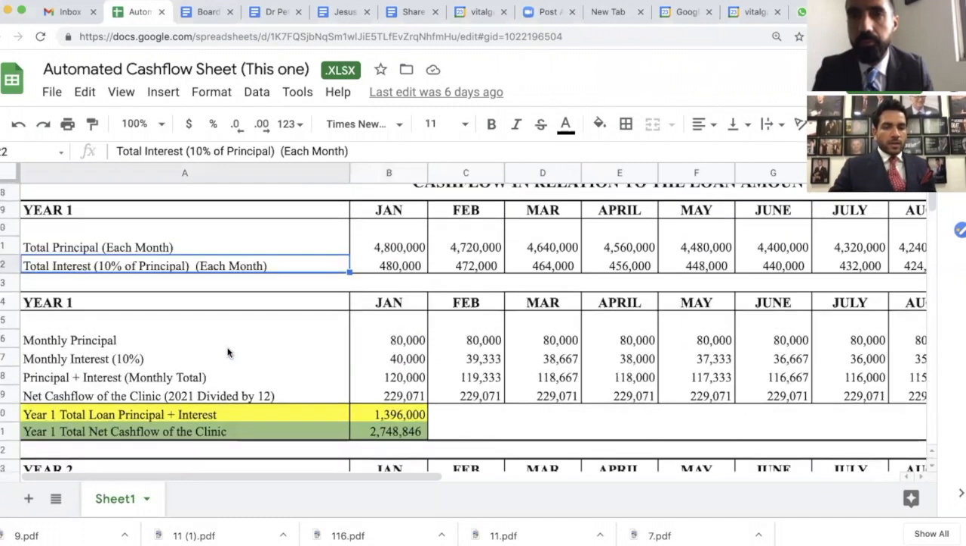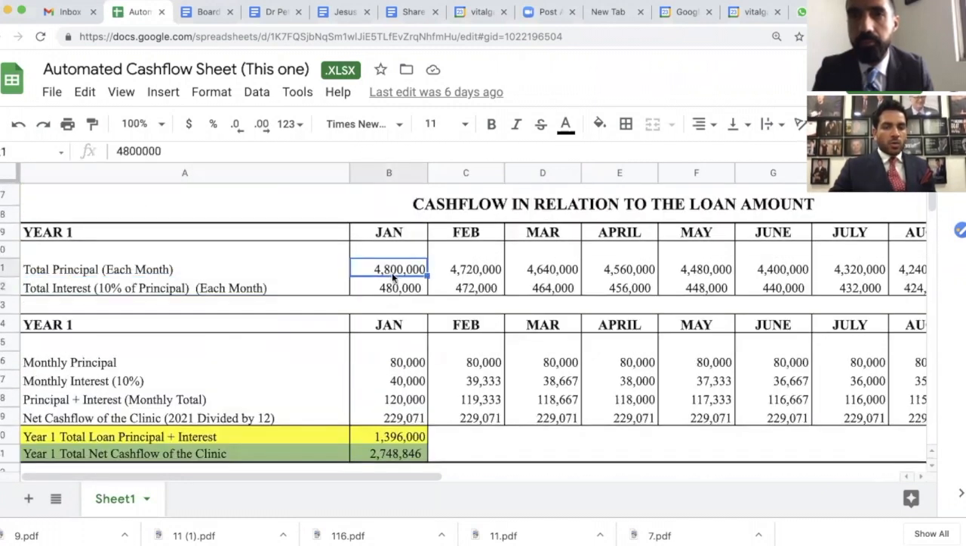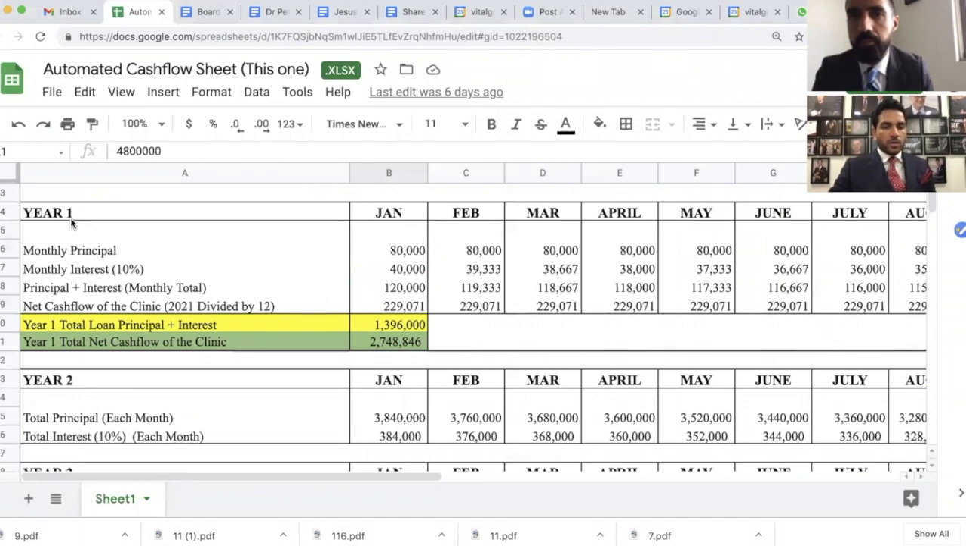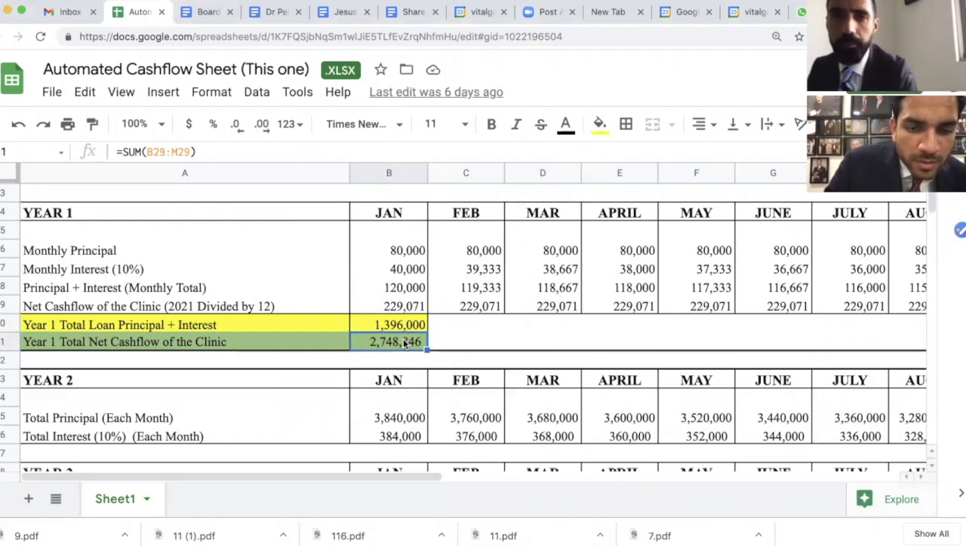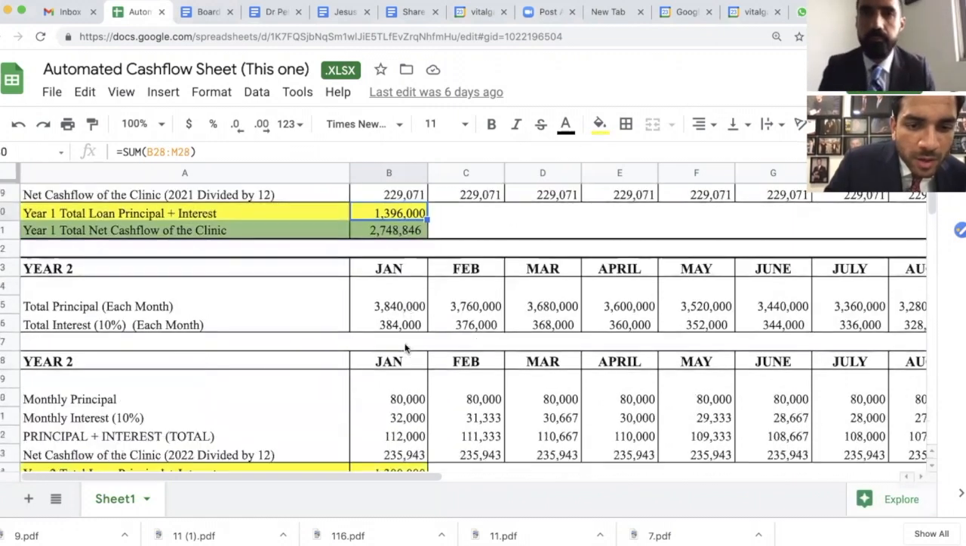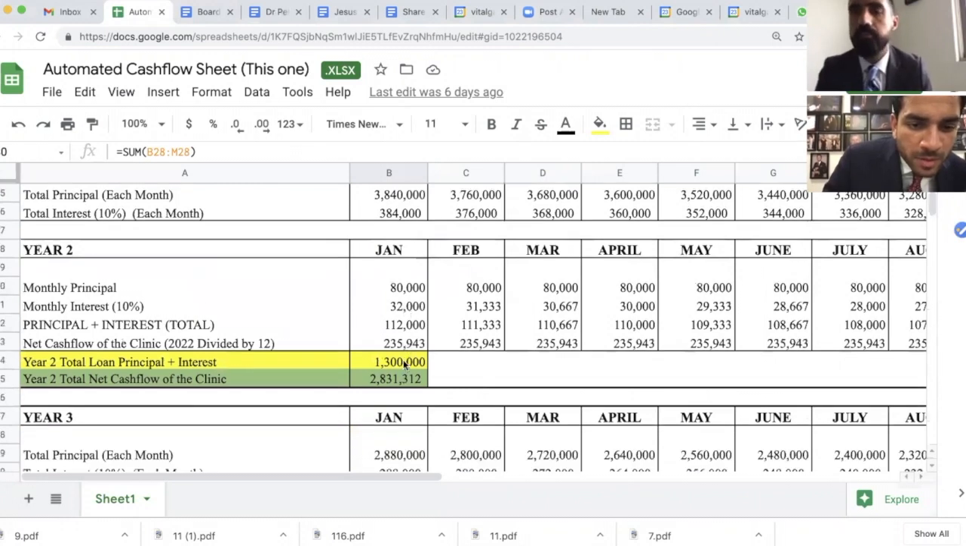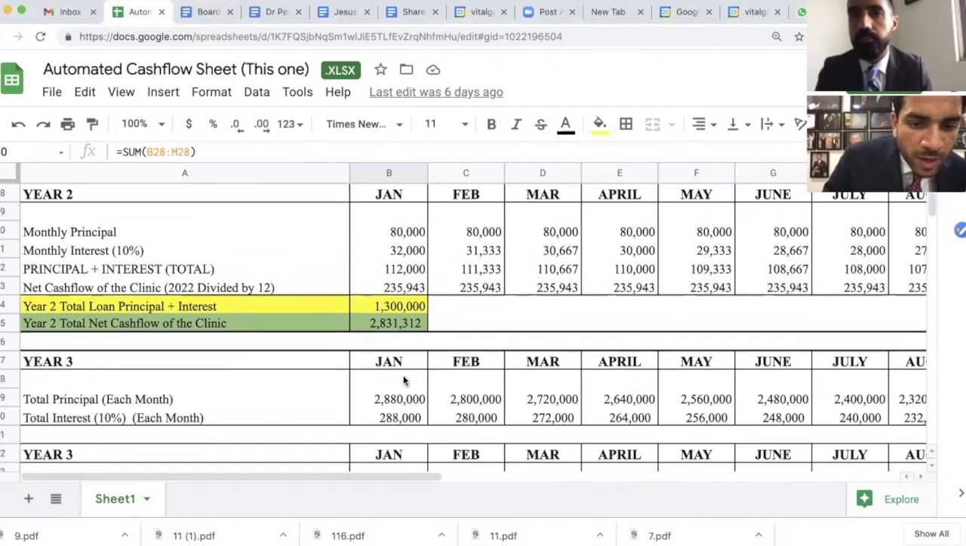Okay. This is the total principal over 5 years. So year one, the yearly payment is 1.3 million plus interest. This is the payment. And in the green, it's the profit of the clinic. So you can see it's more than 2 times covering. Year one, more than 2 times. Year two, more than 2.5 times.